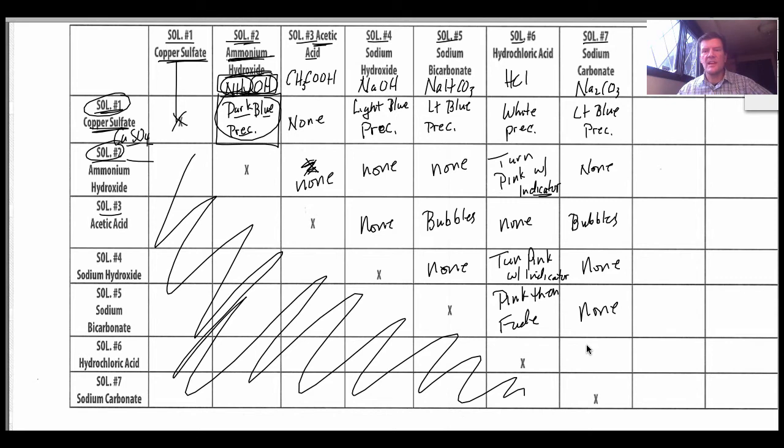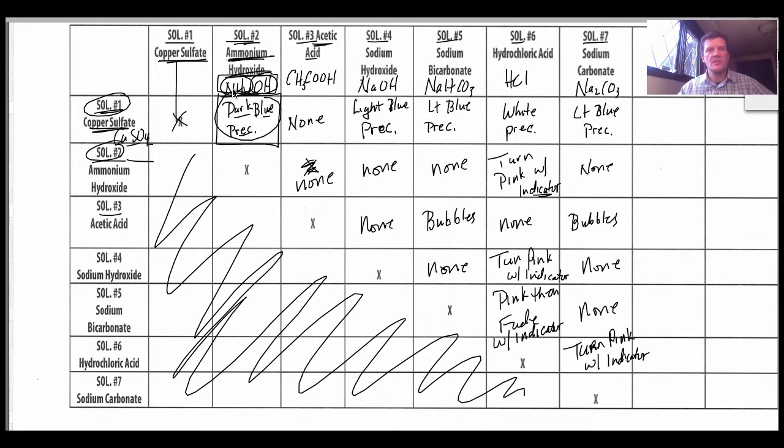Let's go hydrochloric acid and sodium carbonate. Hydrochloric acid and sodium carbonate, it's going to turn pink with an indicator. Okay. By the way, this one has an indicator up here as well. All right. So we have all of this information right here, and all this information is now going to help us determine what our unknown is.